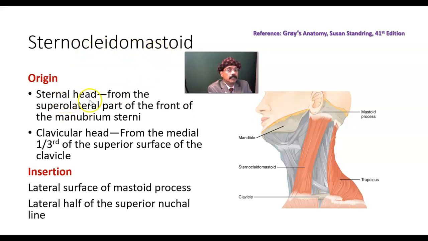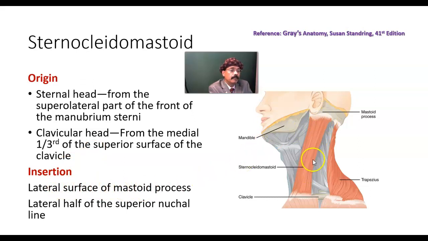sternocleidomastoid muscle. The sternal head is tendinous in origin from the superlateral part of the front of the manubrium sterni, the upper segment of the sternum. The clavicular head is fibrous in origin from the medial 1/3 of the superior surface of the clavicle. Insertion is to the lateral surface of the mastoid process.